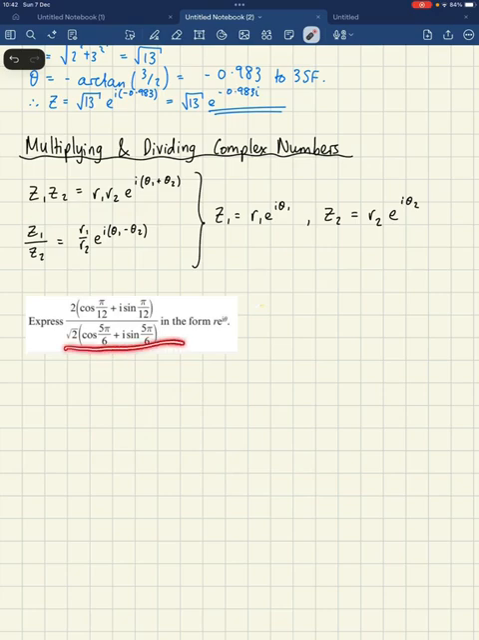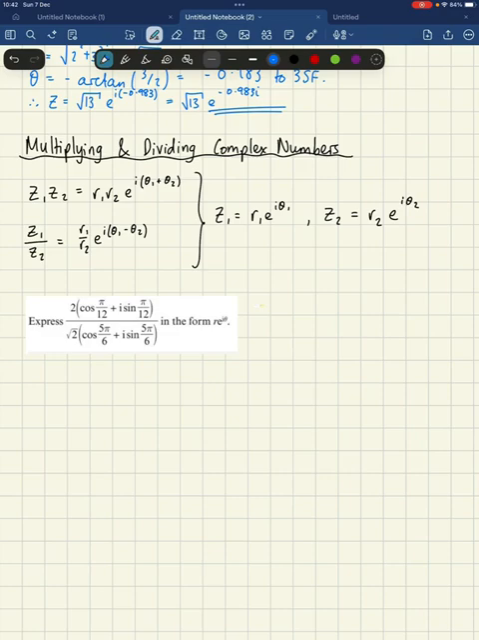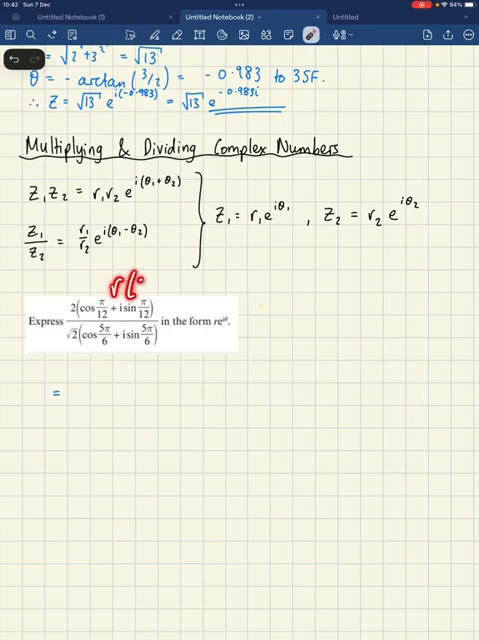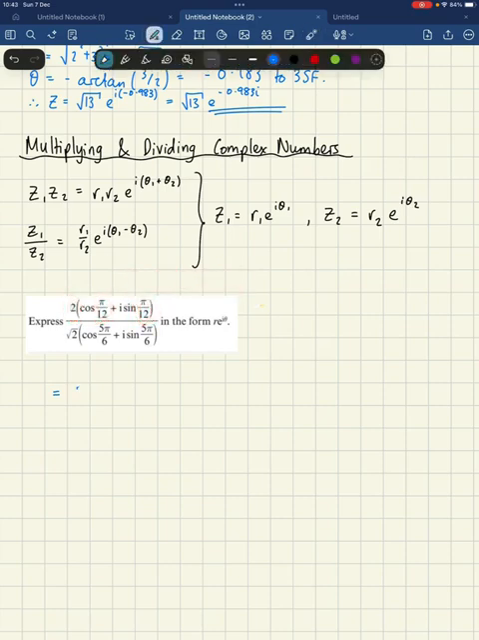So, we want to express this in the form r e to the i theta. Well, let's just convert everything into that form. So, we know it's in the form r(cos theta plus i sin theta). Well, we see that r is 2 and theta is pi by 12. So, in the form r e to the i theta, that's just going to be 2e to the i pi by 12. So that's our complex number on top. And on the bottom, we're going to have root 2 e to the 5 pi i over 6.